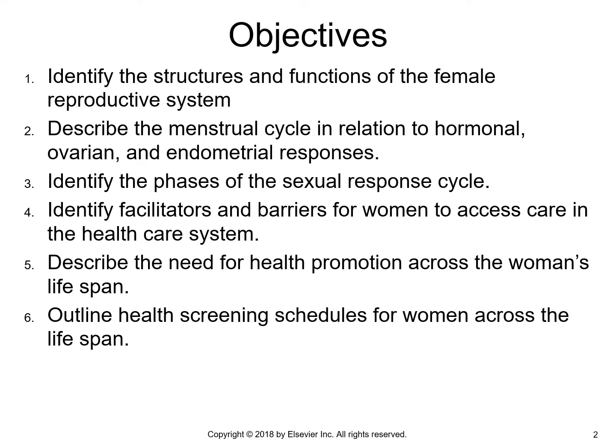Identify the structures and functions of the female reproductive system. Describe the menstrual cycle in relation to hormonal, ovarian, and endometrial responses. Identify the phases of the sexual response cycle. Identify facilitators and barriers for women to access care in the healthcare system. Describe the need for health promotion across the woman's lifespan. And outline health screening schedules for women across the lifespan.